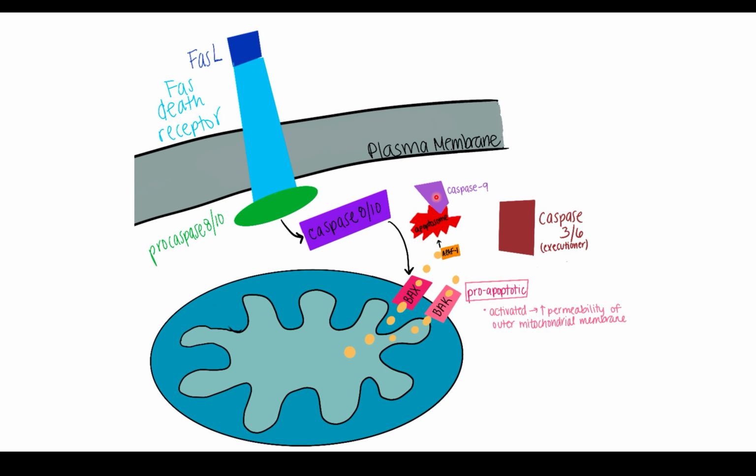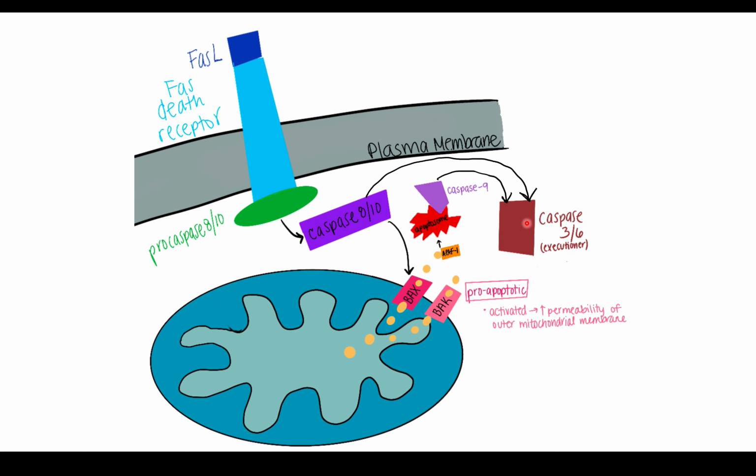So both of those are going to cause activation of caspase 9. Caspase 9 can then initiate activation of caspases 3 and 6, which are your executioner caspases. But also, something that you should know is that the extrinsic pathway over here, caspase 8 and 10, also stimulate the activation of caspases 3 and 6. So both of these are ending in the same way.